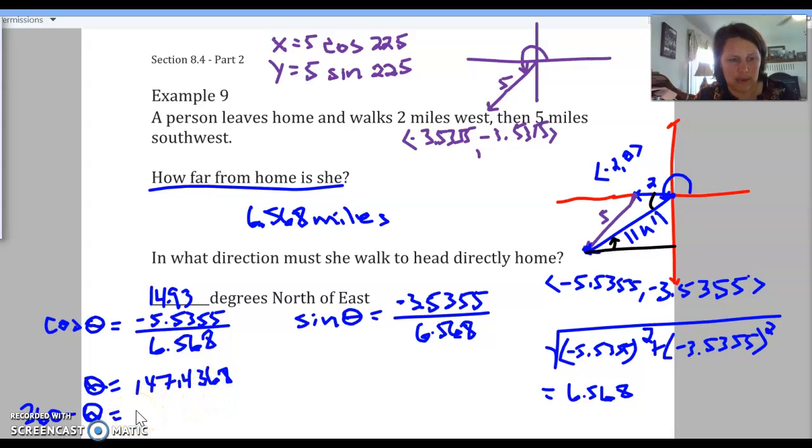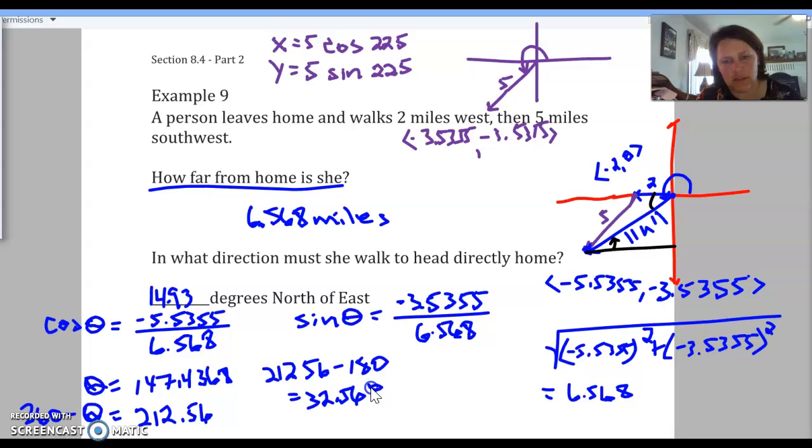So 360 minus theta is going to equal 212.56. And now, because that's giving us this whole angle from the beginning of the x-axis all the way around, we need to subtract 180 so that we get just this little portion of the equation that we need. So we're going to take 212.56 and subtract 180 from it, and we will get 32.56 degrees. And that is how far she needs to turn to head directly home.